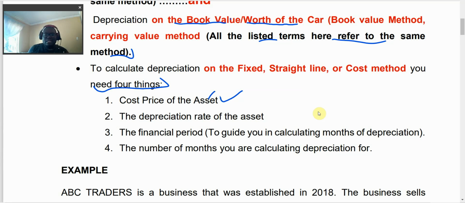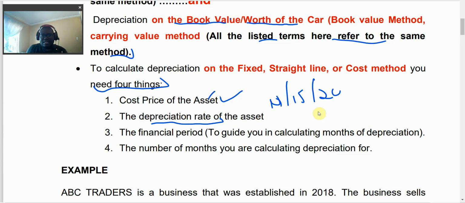And then another thing that you will need is the depreciation rate. Remember when I was talking about that, they will tell you that it's calculated at 10%, 15%, and sometimes 20%. You need to be able to identify that rate. You need to be sure that this is the rate they are calculating depreciation for.